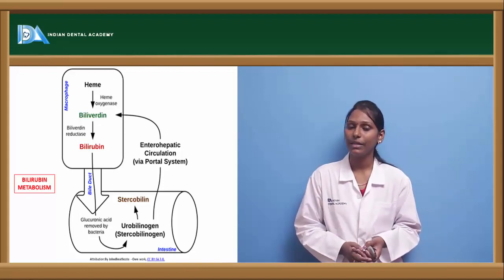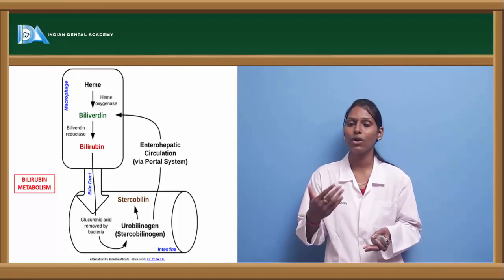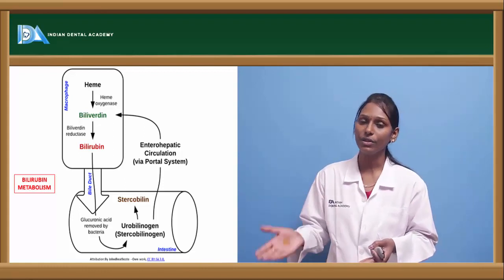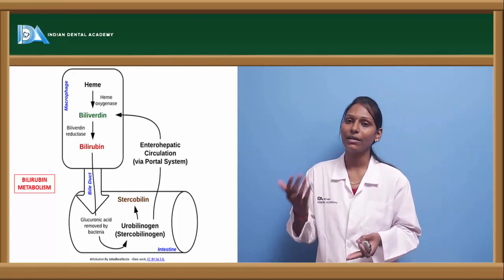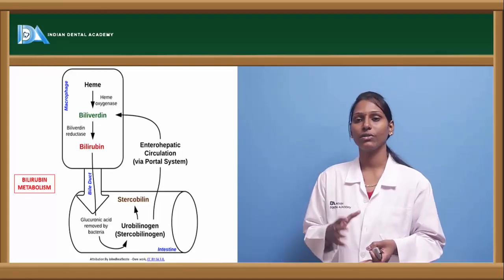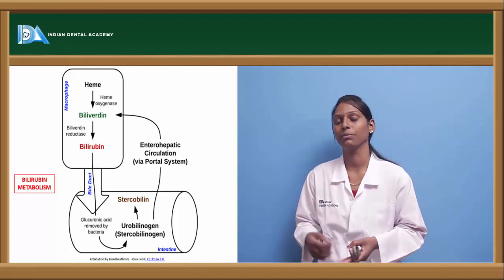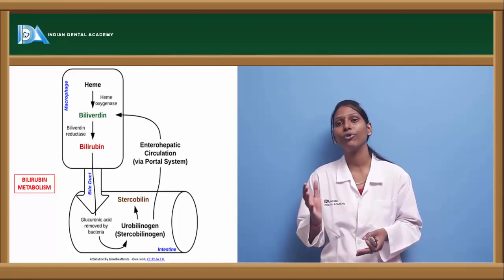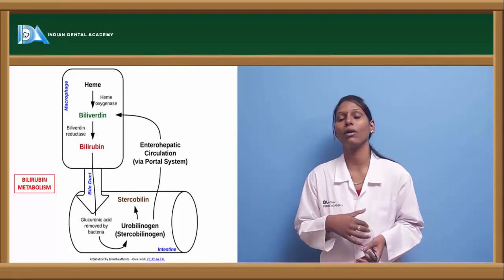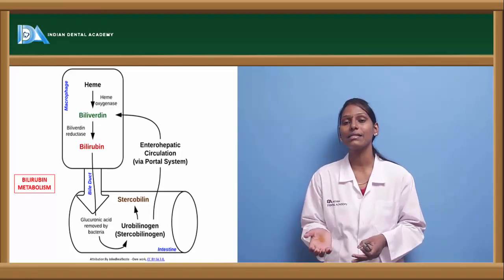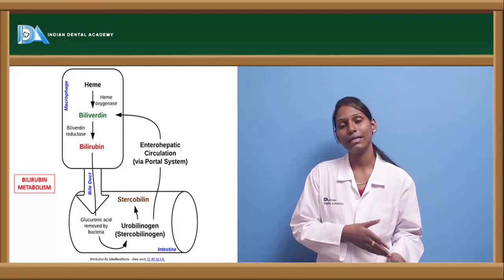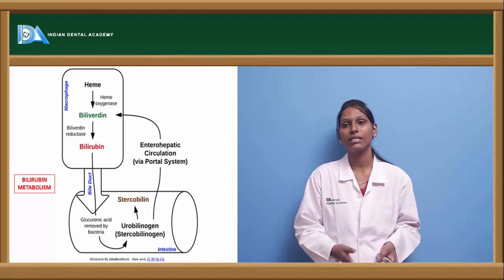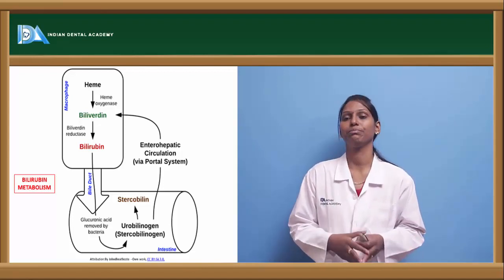This stercobilinogen is further oxidized and converted into stercobilin, which is excreted into the feces and gives the feces its brown color. Some of the stercobilinogen, about 4 milligrams per day, is reabsorbed and excreted via urine. This is called urobilinogen, which is further oxidized into urobilin.